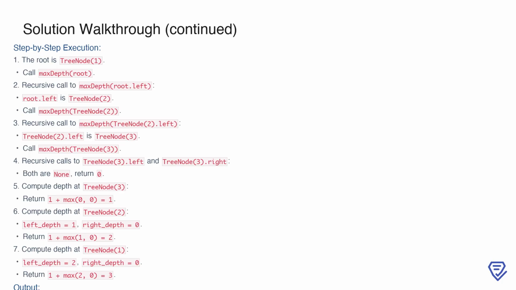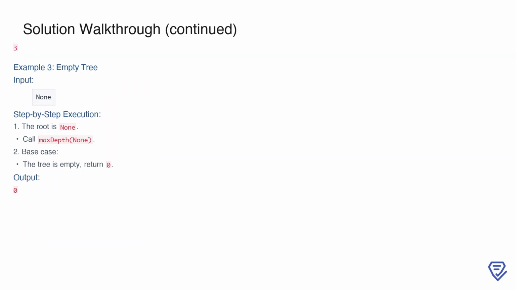Since tree node 3 has no children, recursive calls to tree node 3.left and tree node 3.right return 0. The depth at tree node 3 is calculated as 1 plus max 0, 0 equals 1. Moving back up, the depth at tree node 2 is computed as 1 plus max 1, 0 equals 2. Finally, for the root node, tree node 1, the depth is calculated as 1 plus max 2, 0 equals 3. The maximum depth of this tree is therefore 3.